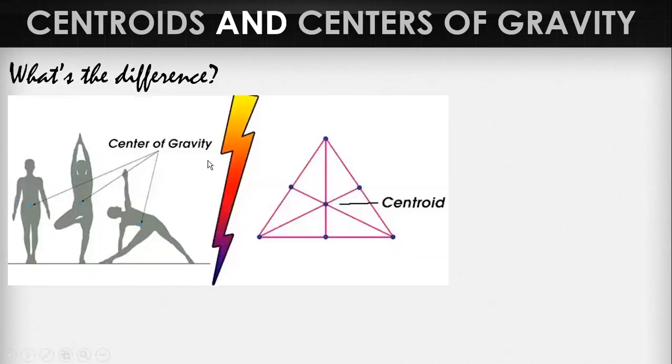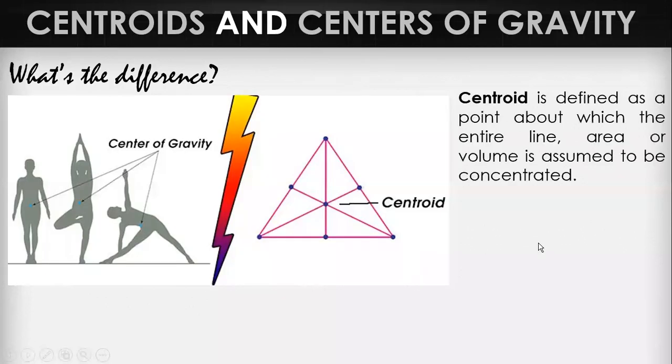On the left side is the center of gravity. On the right side, the point is called the centroid. So what's the difference here? Now, centroid is defined as a point about which the entire line, area, or volume is assumed to be concentrated. Okay? Line, area, and volume.